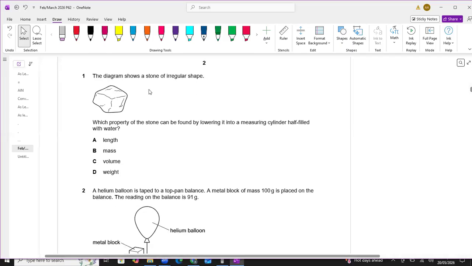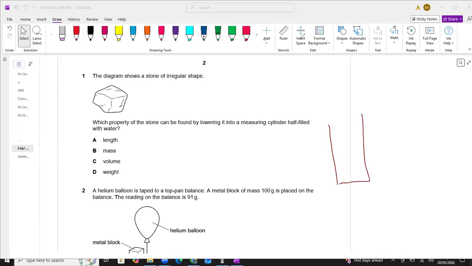In question number 1, they are saying that the diagram shows a stone of irregular shape. Which property of the stone can be found by lowering it into a measuring cylinder half filled with water? So basically, a measuring cylinder is an instrument which is used to measure the volume of any irregular object.